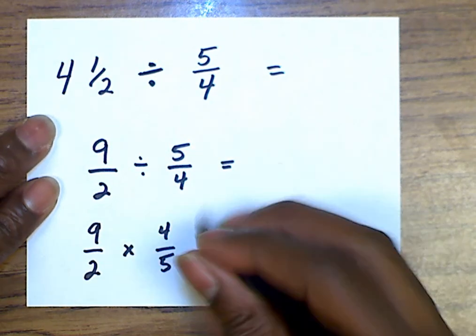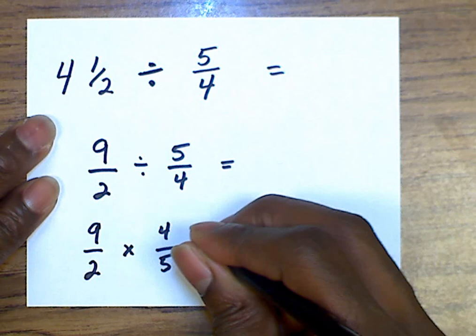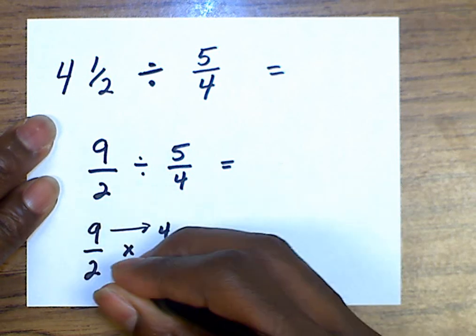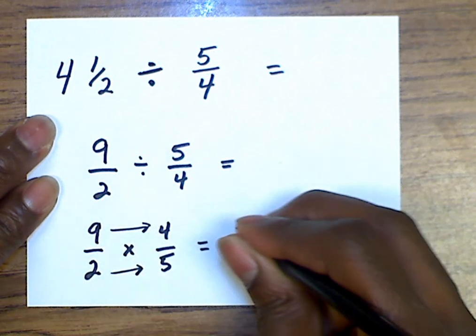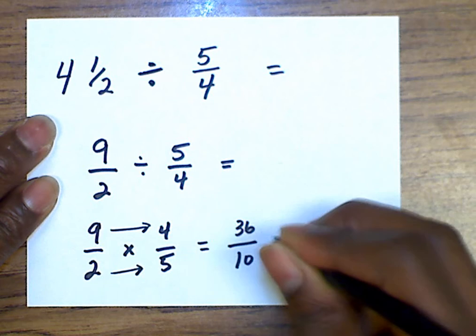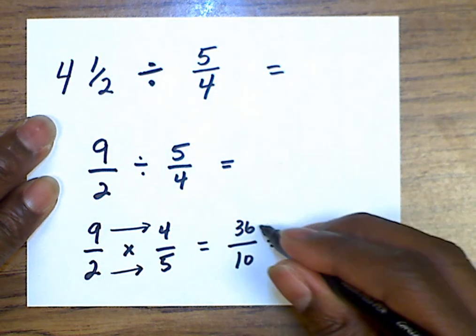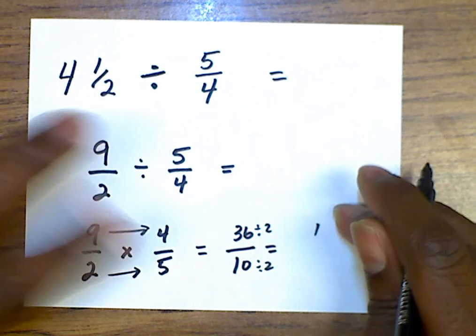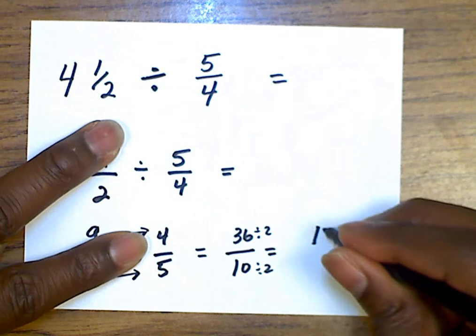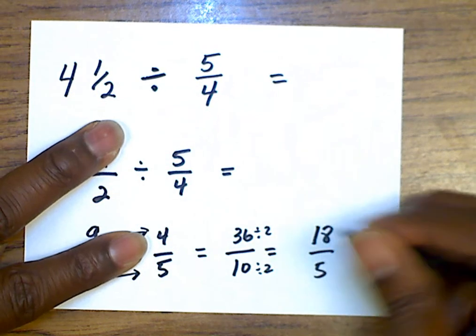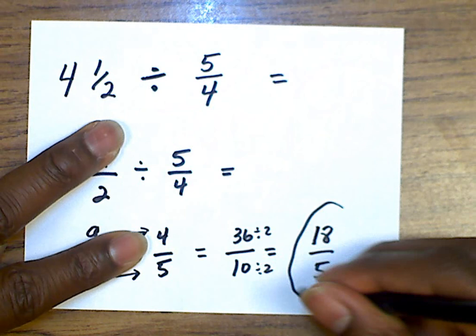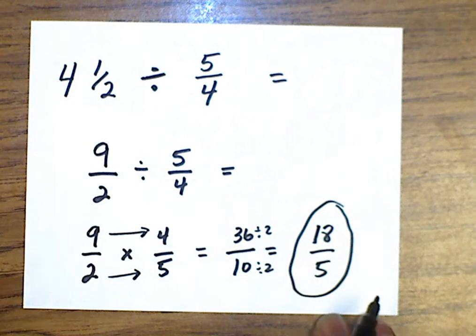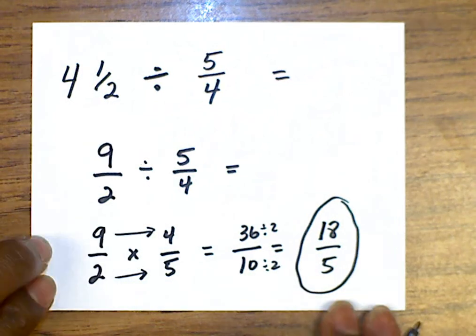And so our multiplication rules don't change. Numerator times numerator, denominator times denominator, 36 over 10. And we can simplify this as 2 goes into both of these. We simplify our answer as 18 fifths. And remember that we'll want to write our answer as an improper fraction more often than not.